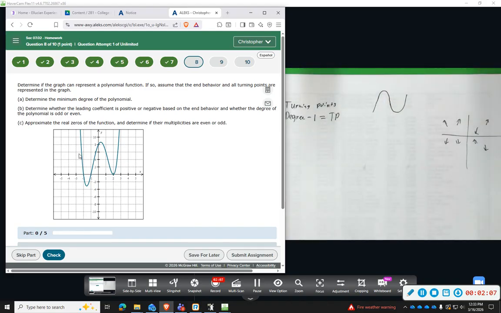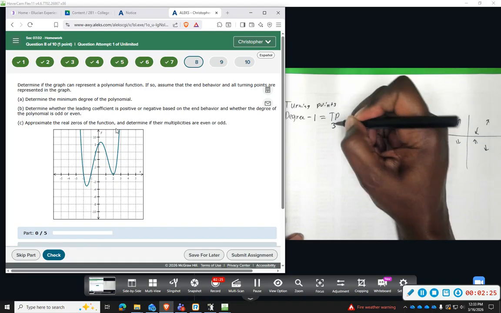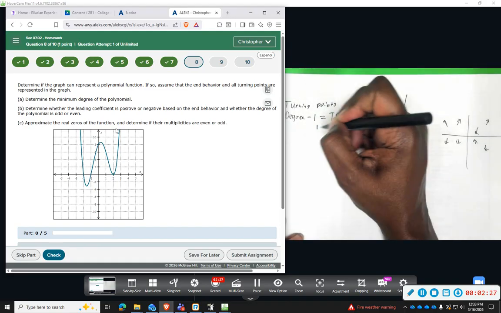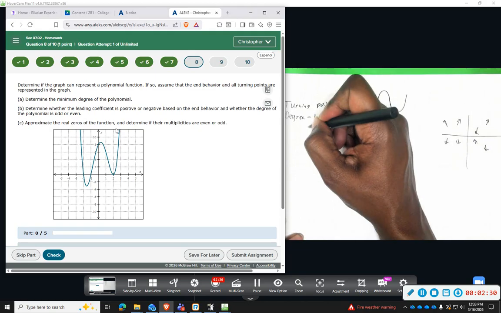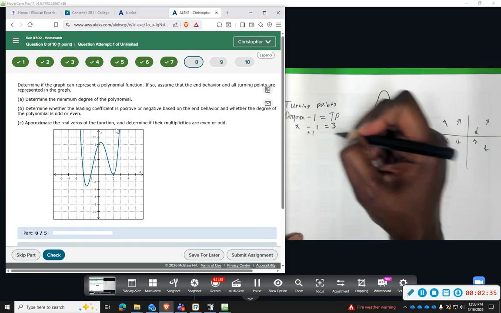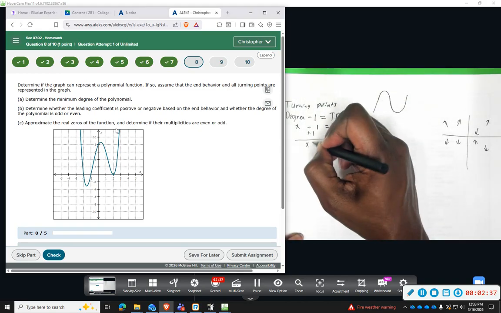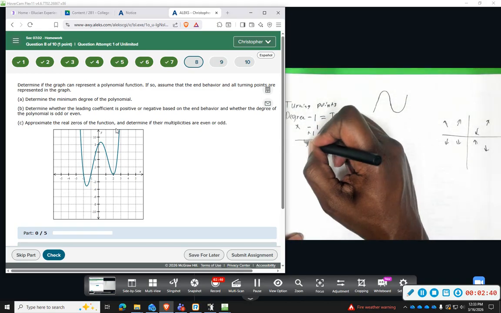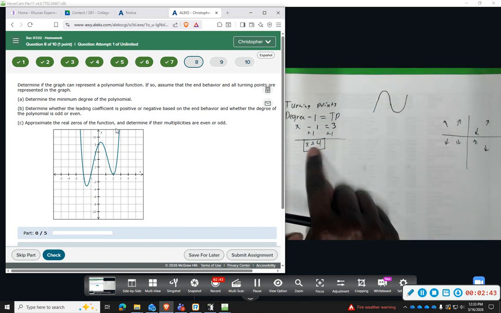All right, so from this graph, we can see that going from left to right, it is going down, and then it starts going up. So that's 1 turning point. Then it's going from up, and it changes going down. That's 2, and going down, and then it changes going back up. So it changes 3 times. So my turning points is 3. So if we write an equation, 3 equals x minus 1, we can solve for x by adding 1. And we get x equals 4. So we can see that this is a 4th degree polynomial.